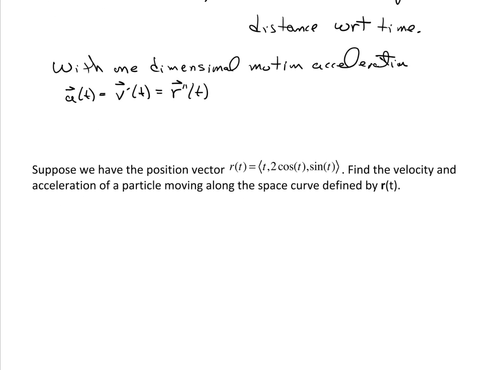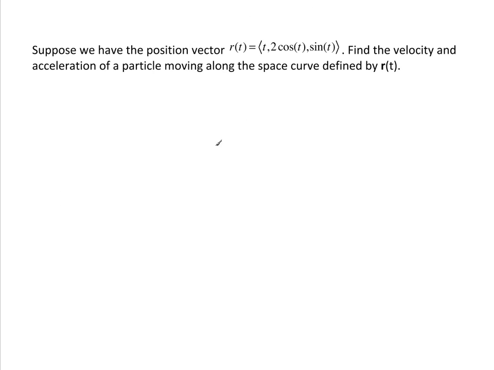So let's go ahead and work out a quick example here. Suppose we have a position vector given as r of t, and again as a reminder, these are all vectors, equals t, 2 cosine t, sine t. Now find the velocity and acceleration of a particle moving along the space curve that's been defined by this vector r of t. So velocity is r prime of t, which equals, let's take the first derivative of this position vector. That's going to be 1, negative 2 sine t, cosine of t.